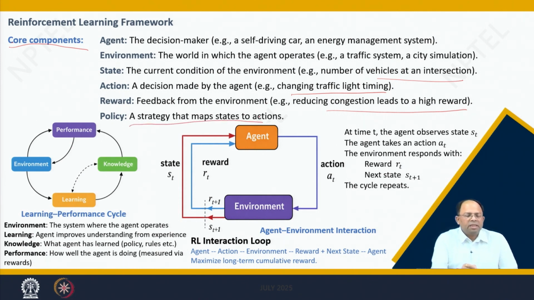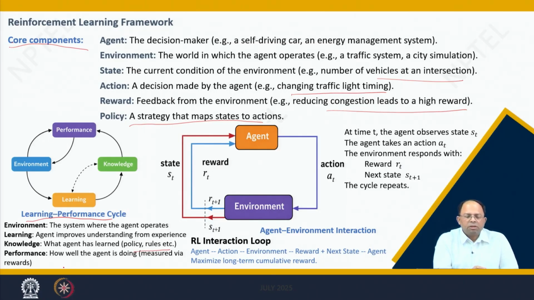Now over here you can see the learning performance cycle. So of course in the environment the system or the agent operates, and the agent gradually improves its understanding from experience. The more he gets trained, the more experience he will gather, and he will learn more. And when he learns more, that means he is gathering more knowledge. So the agent has learned, the knowledge is nothing but the policies or rules that the agent is learning. So the more knowledge he gathers, the more would be the learning, and vice versa, right?